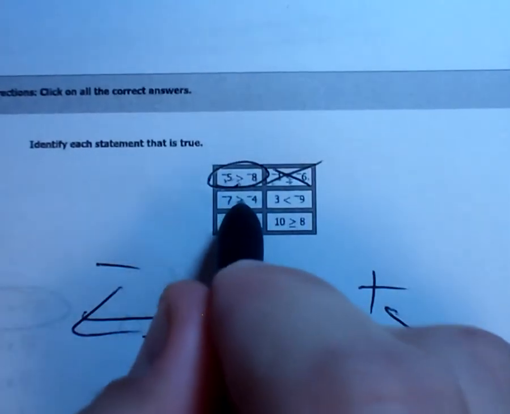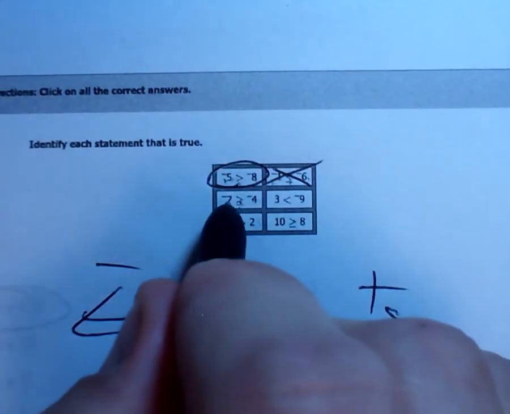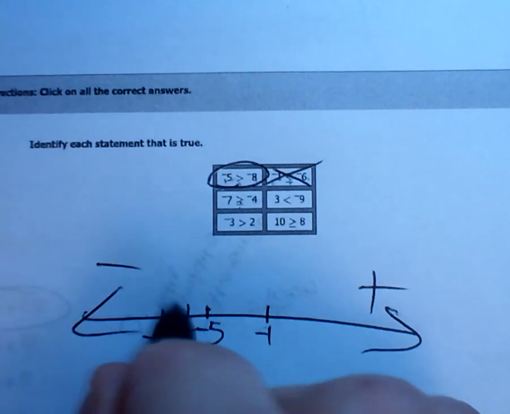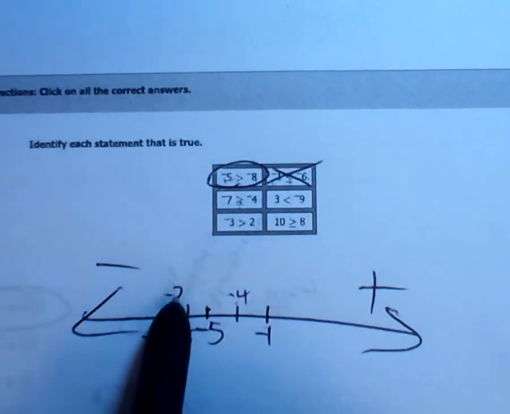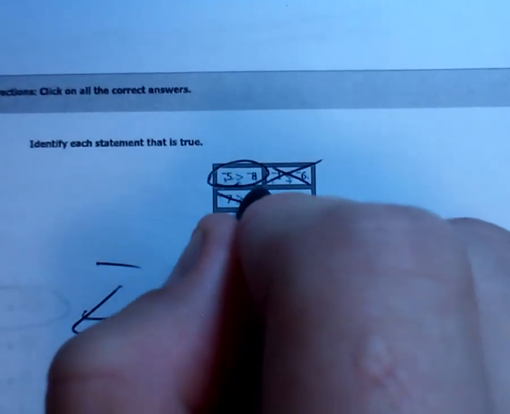All right, negative 7 is greater than or equal to negative 4. We know it's not equal to, but let's see if it's greater than. Negative 7 is greater than negative 4. Well, negative 7 would go like right here. And negative 4 would go right here. All right, well, nope, negative 7 is less than negative 4. It's more to the left, so that's not true.